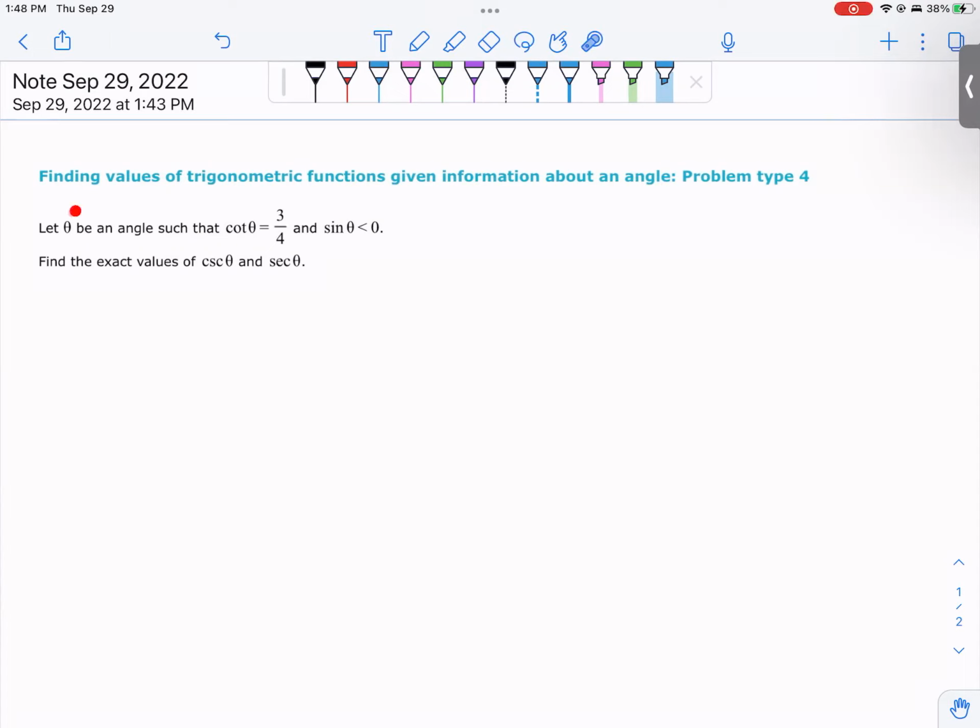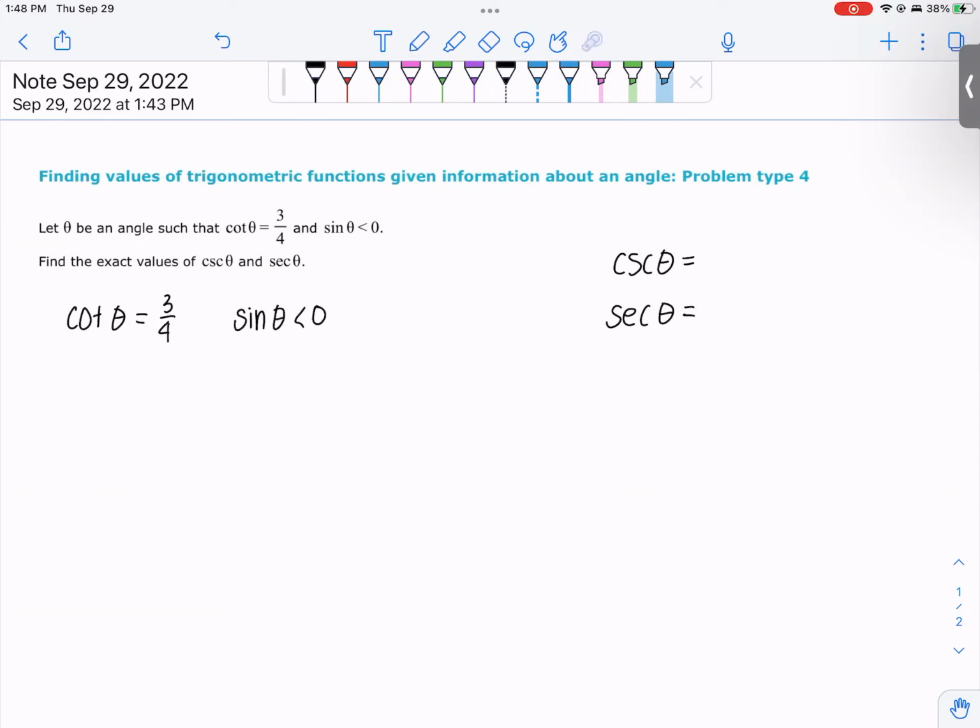Here, we have theta is an angle such that cotangent of theta is equal to 3/4 and sine theta is less than 0. Find the exact values of cosecant theta and secant theta. So at the end of the day, we're looking for cosecant theta and secant theta. We know that cotangent theta is equal to 3/4. We know that sine of theta is less than 0.